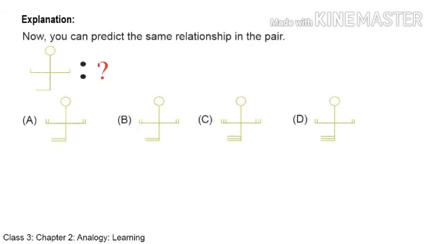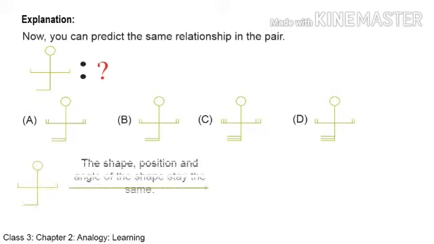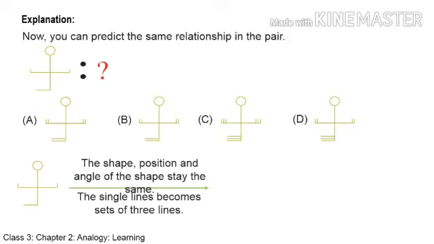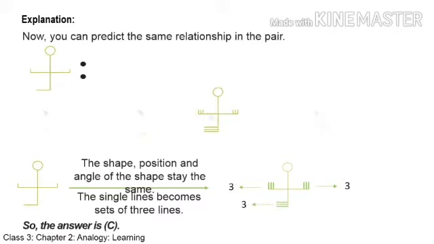Now, can we predict the same relationship in the pair? Look at the first part of the pair carefully. Observe all the given options and try to find out the missing part. You will notice that the shape, position, and angle of the shape has stayed the same. Only the single lines at the end become sets of 3 lines. So, the answer is option C.